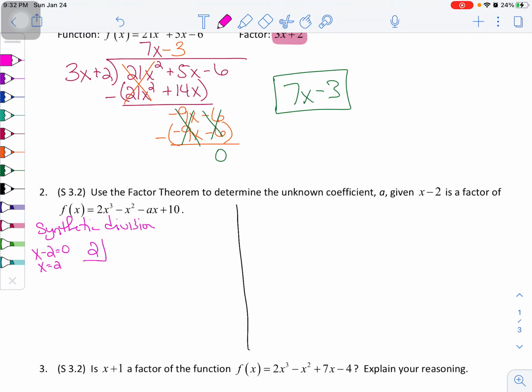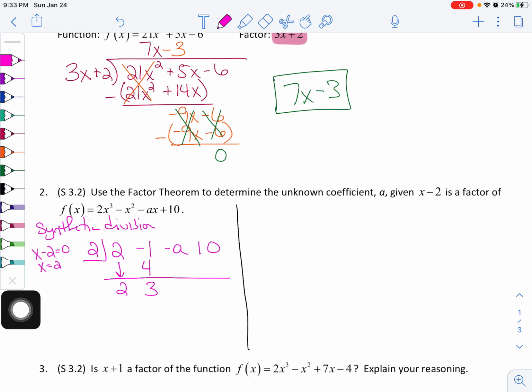So I'm going to set up my synthetic division using 2 and the coefficients from this f of x term. So be careful with your coefficients. We've got 1, negative 1, negative a, and 10. First number drops. 1 times 2 is... Whoops, I don't know why I just wrote 2. Doing the math in my head wrong. All right, it's 2 times 2, which is 4.